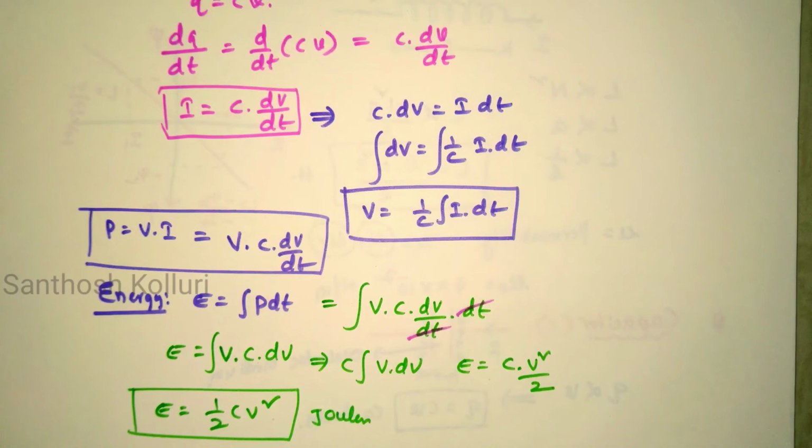I is equal to C into dV by dt, V is equal to 1 by C into the integration of I dt, P is equal to VI, which is nothing but V into C into dV by dt, and the energy stored in the capacitor is E equals half CV square.